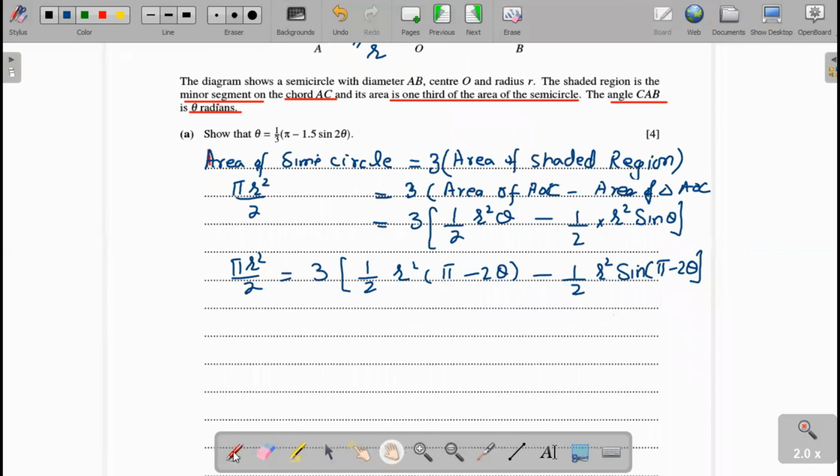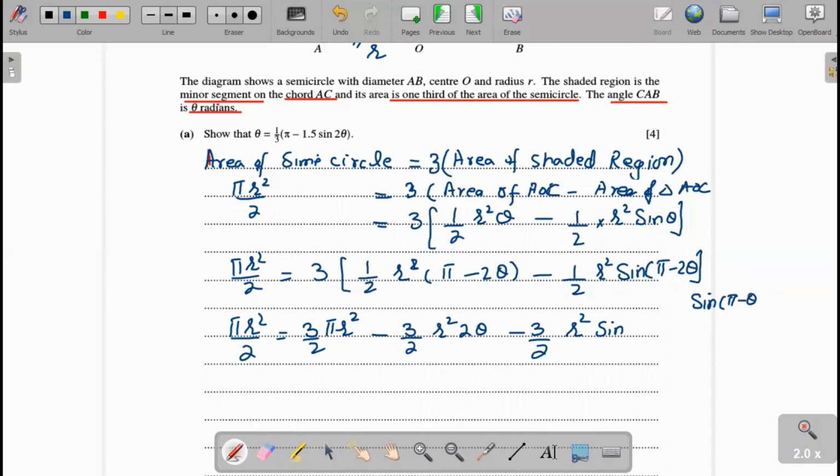Okay, now we simplify it. Pi r square over 2 is equal to 3 over 2 pi r square minus 3 over 2 r square times 2 theta minus 3 over 2 r square sine of pi minus 2 theta. You know sine of pi minus theta is equal to sine theta. Therefore, you can write sine of pi minus 2 theta as equal to sine 2 theta.